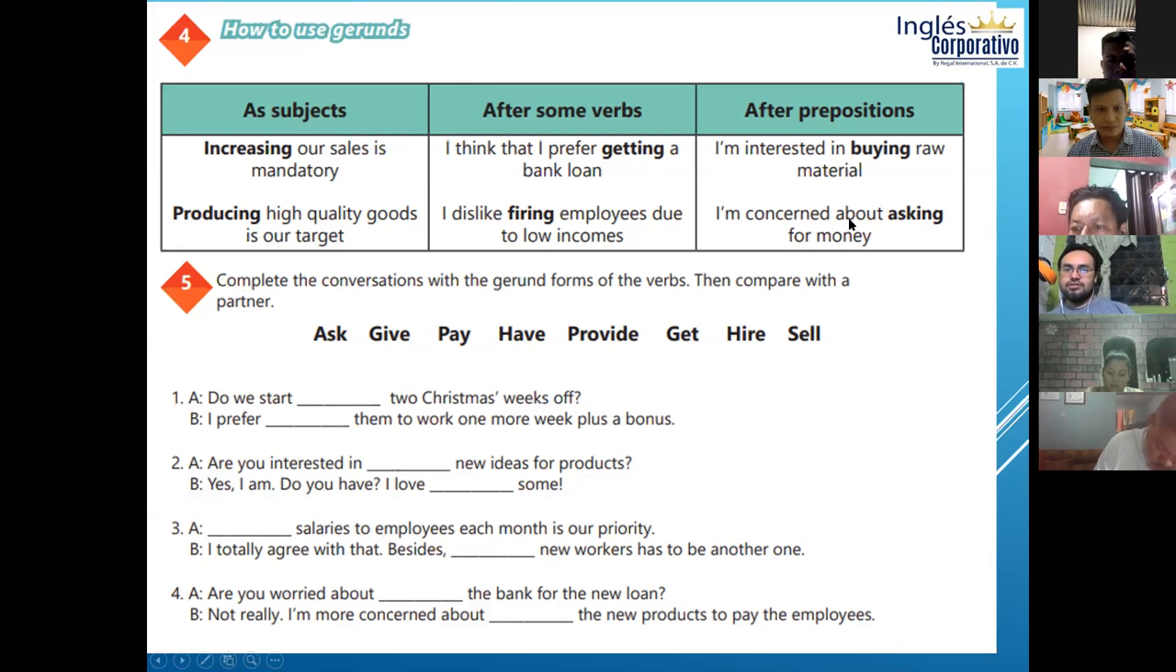I'm concerned about asking for money. Okay, that's good. And what does it mean? Estoy preocupado sobre cómo pedir dinero. Okay. Estoy preocupado sobre cómo pedir dinero. Muy bien, that's good. Nice, thank you, Miguel.